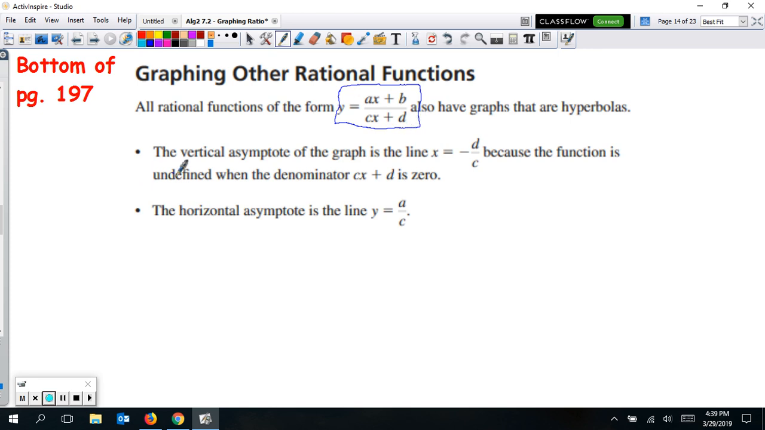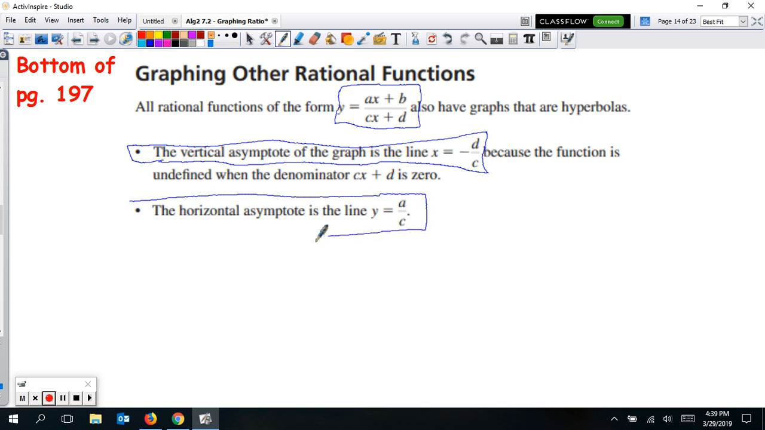So here's where we talk about the vertical asymptote and the horizontal asymptote. So the vertical asymptote, and here's what you write down, you could put a bullet point if you want to. The vertical asymptote of the graph is the line x equals negative d over c. So write all of that there for that one. And that's because, and you don't have to write this part though, the function is undefined when the denominator is 0. The horizontal asymptote, you're going to write this part as well. Horizontal asymptote is the line y equals a over c.